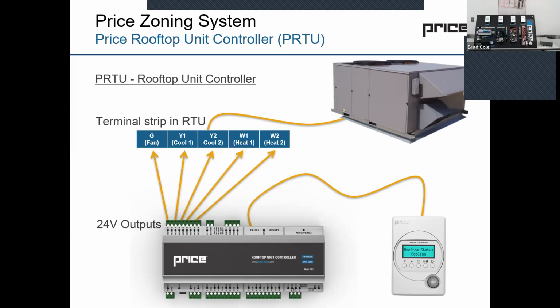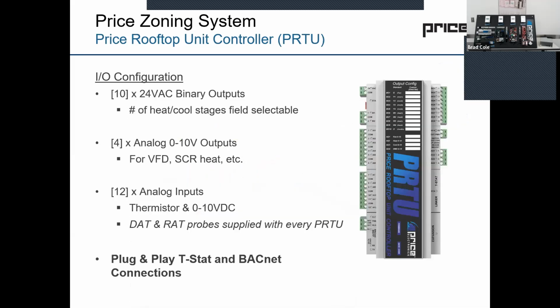It has polling capabilities and a whole bunch of stuff built into it. So we really just need this conventional terminal strip that we can tie into to tie in the fan, stages of heat, and stages of cool. So the outputs and the inputs of the PRTU, the makeup of it is this. 10 binary outputs, so it can handle up to 4 stages of heat, 4 stages of cooling.